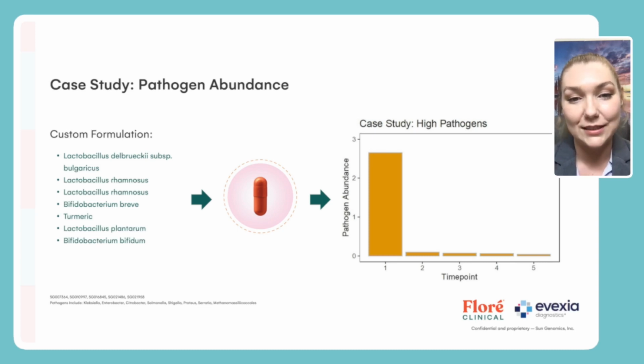Time point 1 is the pathogen abundance when they took their test, and then time point 2 and beyond is the pathogen abundance after the probiotic was administered. And you can see, again, these time points are about 4 to 6 months apart. You can see the significant drop in the pathogen abundance for this patient right away. Even within that first sample point, it was a significant drop. And so through subsequent follow-up testing, you can continue monitoring these pathogens to make sure that their populations are staying in check.